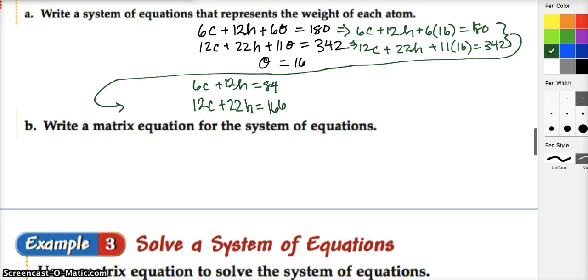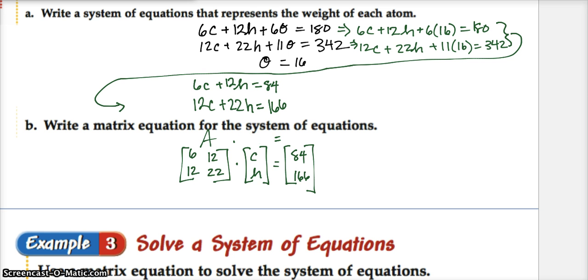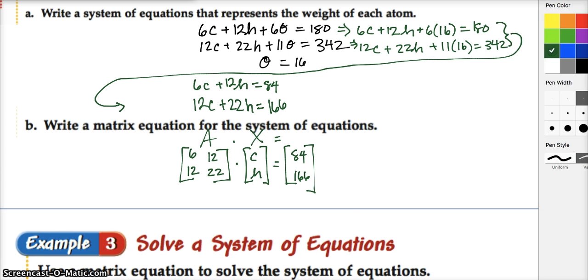Finally, we already know how to write a matrix equation. We write our coefficient matrix times our variable matrix is equal to our constant matrix, which basically is the answers. This is our result. So not too bad. Remember, this one is A, this one is X, and this one is B.